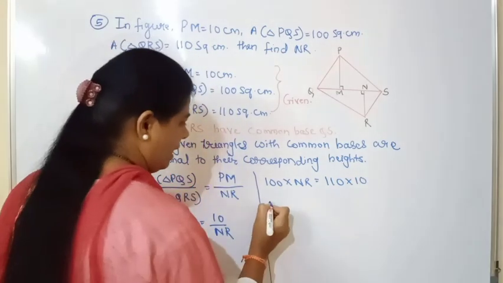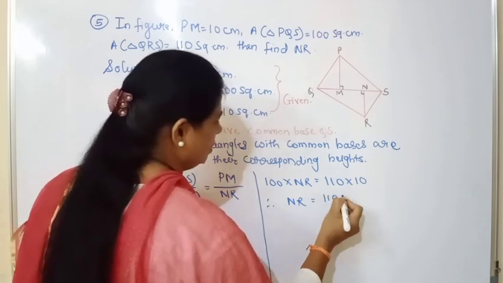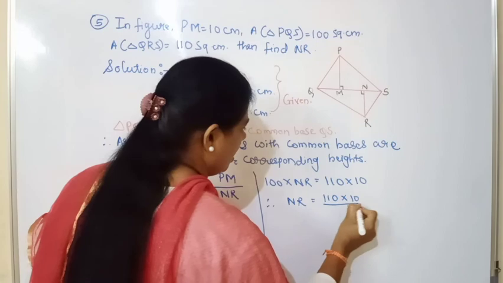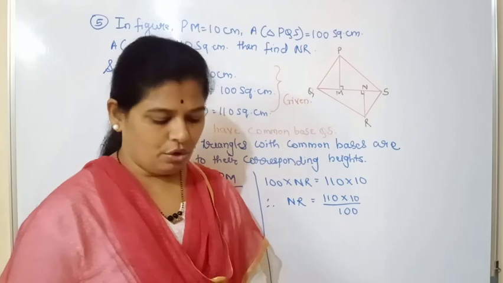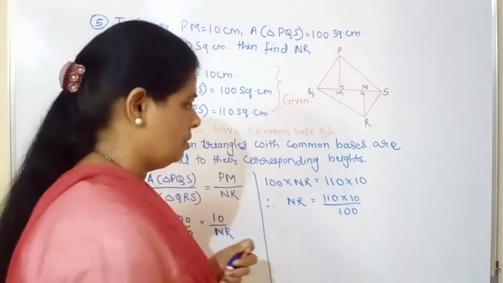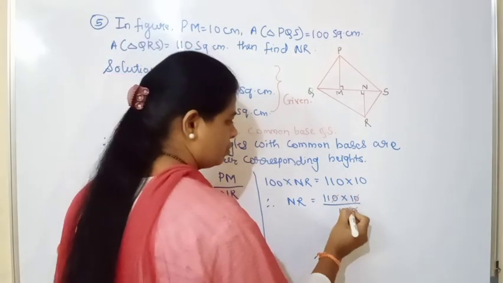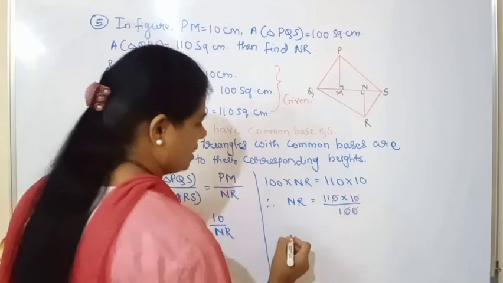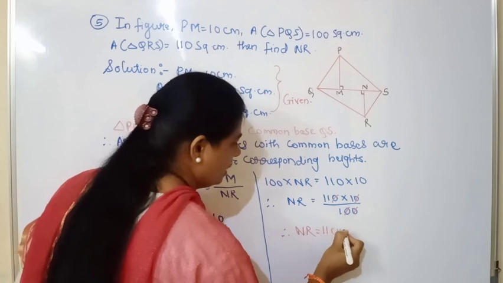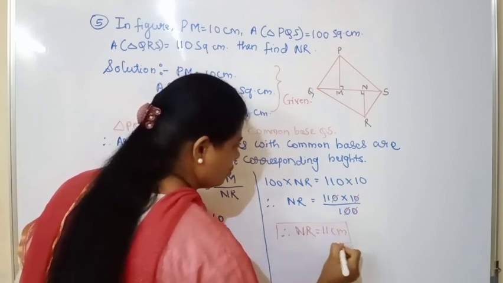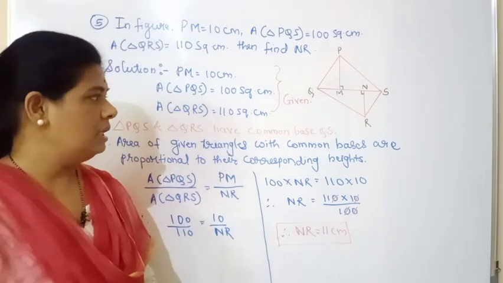Now we arrange the numbers properly for doing the calculation: NR is 110 into 10 upon 100. As you can see, it's very simple. You have to just cancel the zeros. This 1 0 will get cancelled, and again the second also. So what you get as the answer is 11 ones are 11. Therefore we get the value of NR is equal to 11 centimeter. In this way we have calculated the value of NR as 11 centimeter.